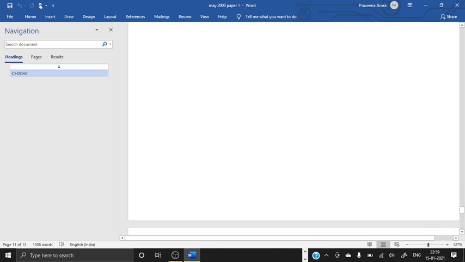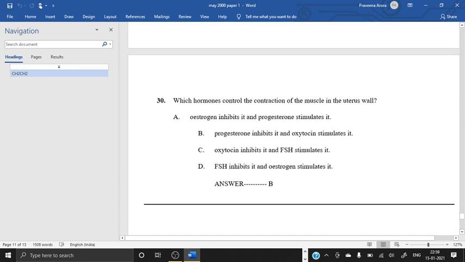29th question. What is placed into the uterus after the process of in vitro fertilization, that is IVF? The answer is C, that is embryos. So now we come to the last question, that is the 30th question. Which hormones control the contraction of muscles in the uterus wall? Answer is B. Progesterone inhibits it and oxytocin stimulates it.